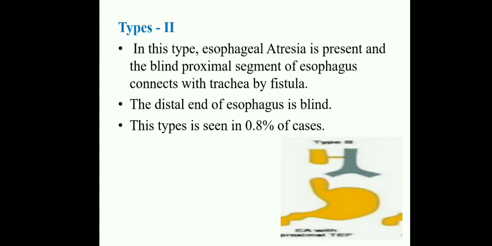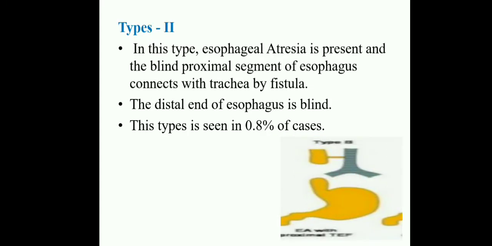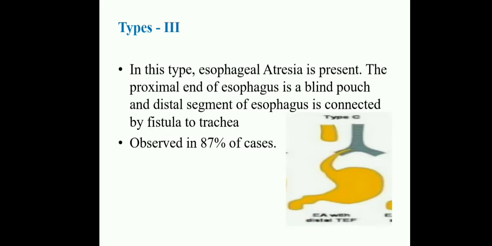What is there in the first type? There is atresia of the esophagus, at both the proximal end and the distal end. That is the first type. The trachea is normal. But in the second type, esophageal atresia is present and the blind proximal segment of the esophagus is connected with the trachea. Here the blind end is there, but it is connected with the trachea.